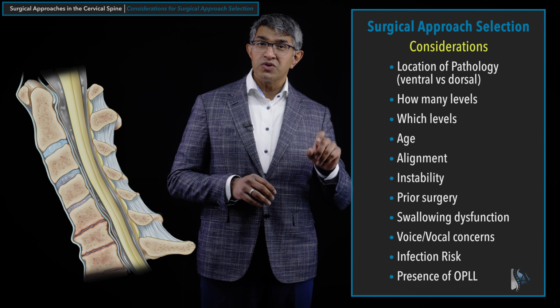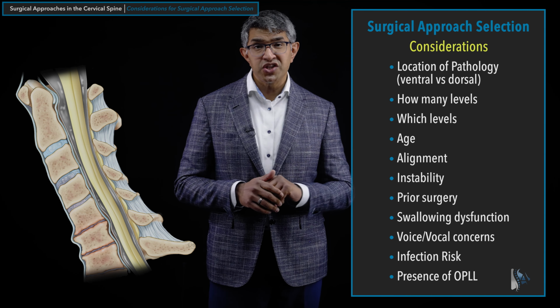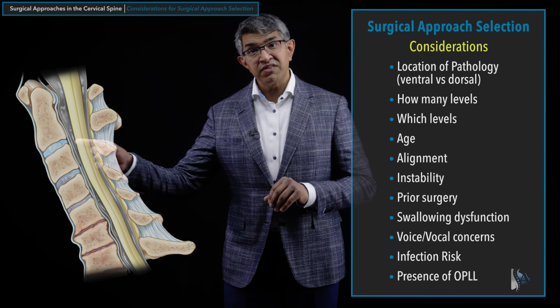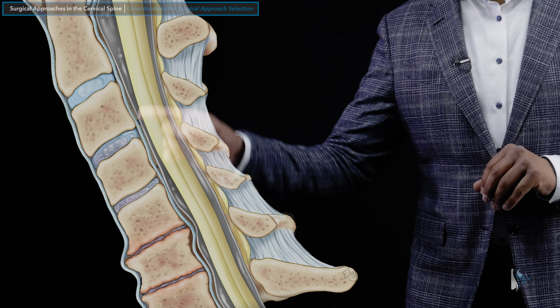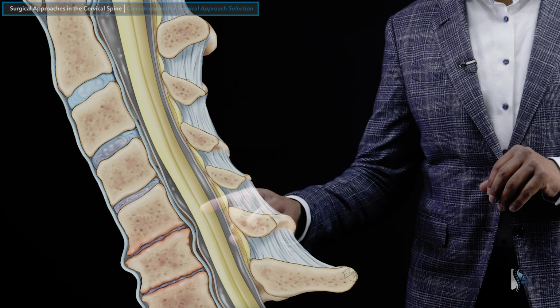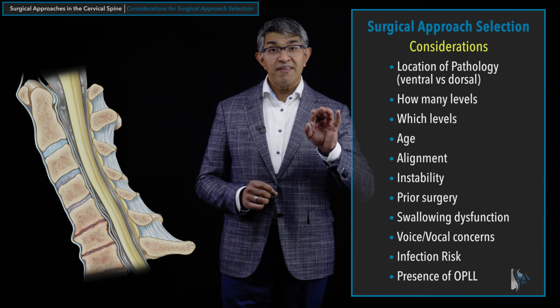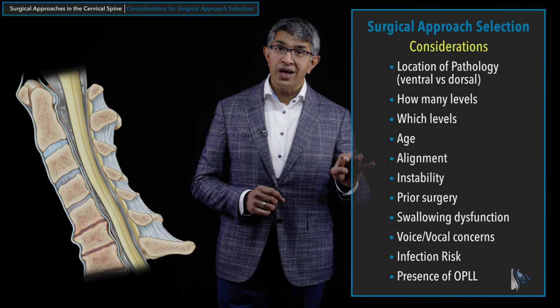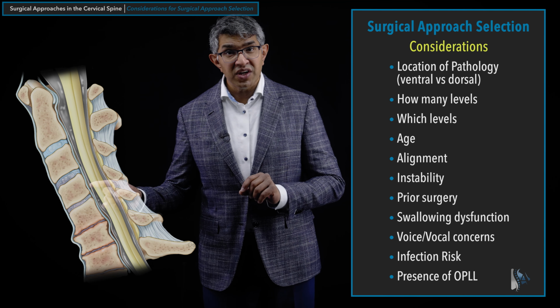And then lastly, we'll talk about a condition called OPLL, which is ossification of the posterior longitudinal ligament. This is a condition which isn't very common. Certainly in the United States it is more rare. It's more common in East Asia. But the presence of OPLL, which is calcification of a ligament that sits right in front of the spinal cord. It is behind the vertebral bodies and discs, but in front of the spinal cord. So in this space right there, people can have calcification or ossification of that ligament. We call that OPLL.